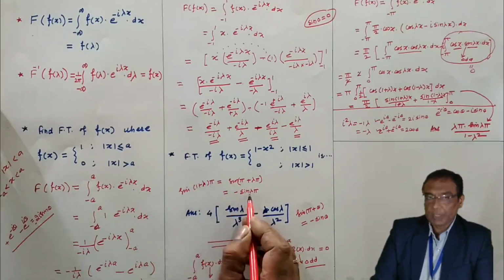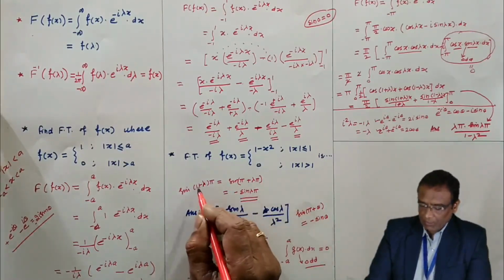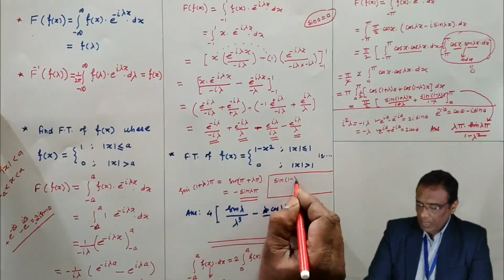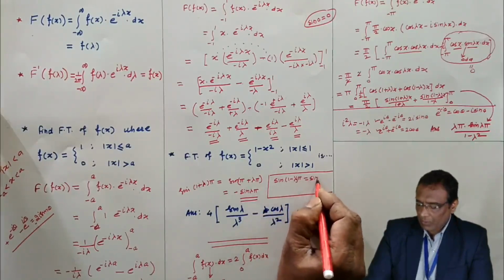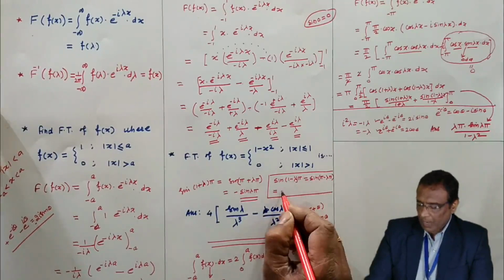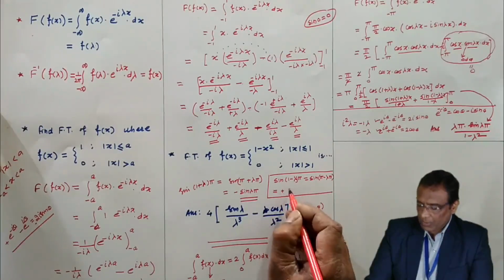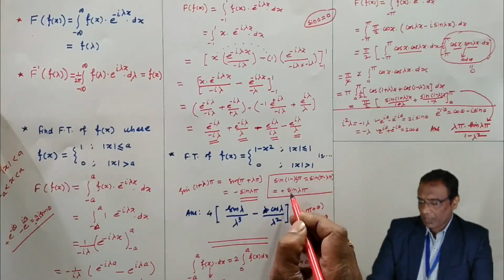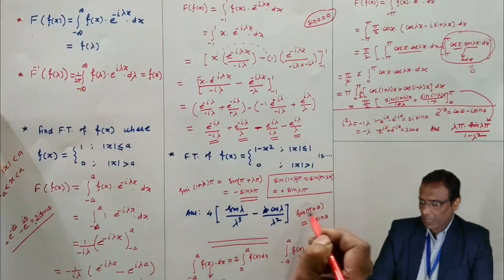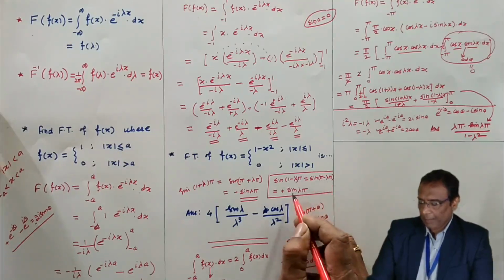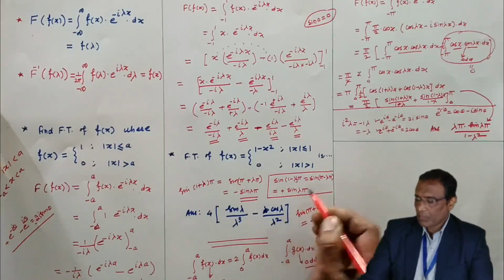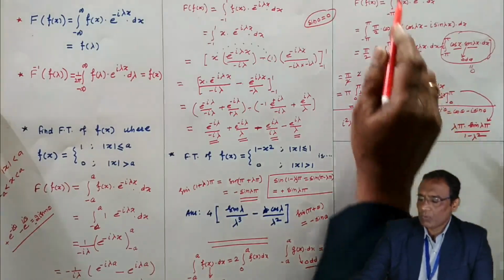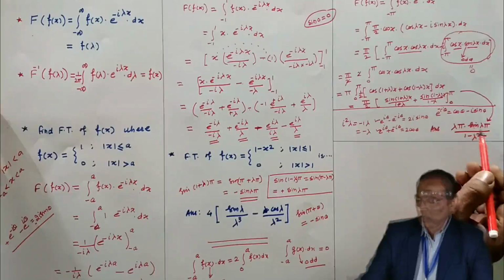Sine of (1 plus lambda) pi can be written like this. And sine of (1 minus lambda) pi you can write in this way: sine of pi minus lambda pi, which is plus sine of lambda pi, since sine of pi minus theta is plus sine theta, while sine of pi plus theta is minus sine theta. In that way you can use this to find the value of the Fourier transform of this. Try to solve this and you will get this answer.